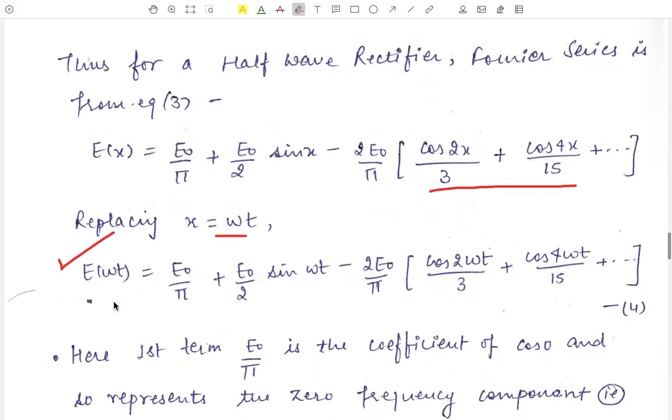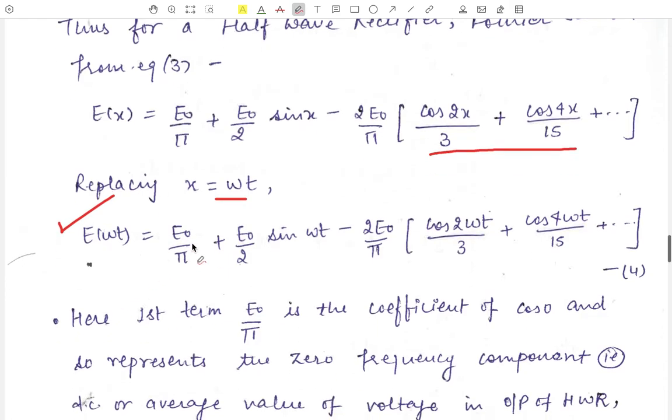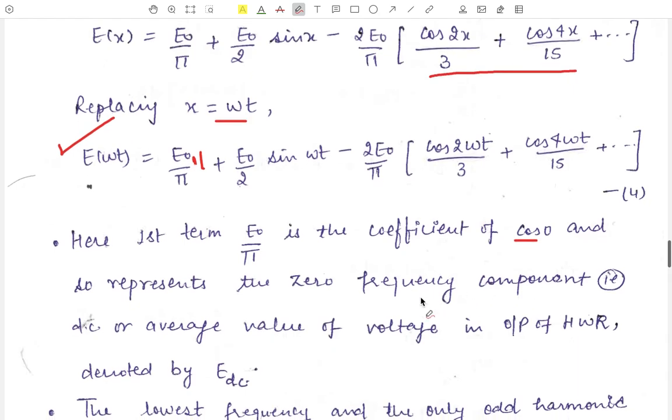Studying this equation, we find out the first term, that is E naught upon pi. This is the coefficient of cos 0, and cos 0 is equal to 1, so this can be written as into 1. So this is the coefficient of cos 0, and therefore this represents the zero frequency component, that is the DC or the average value of the voltage in the output of the half wave rectifier, and this is denoted by E DC.